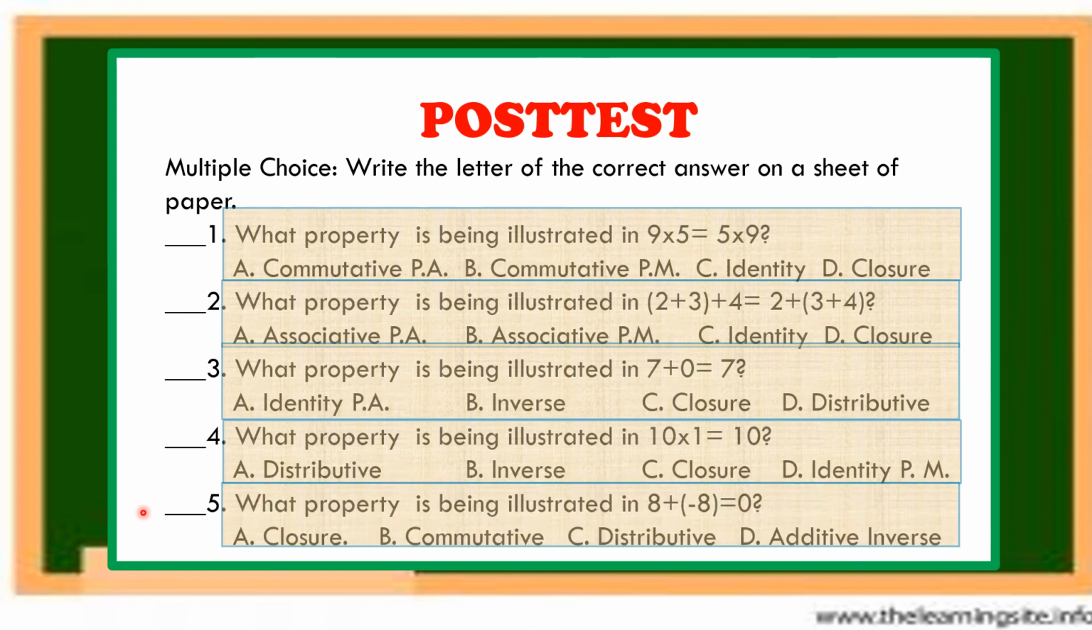Number 5. What property is being illustrated in A plus negative A equals 0? Letter A, closure. Letter B, commutative. Letter C, distributive. Letter D, additive inverse property.